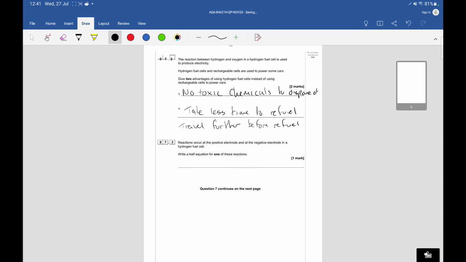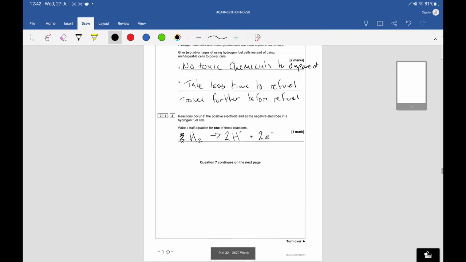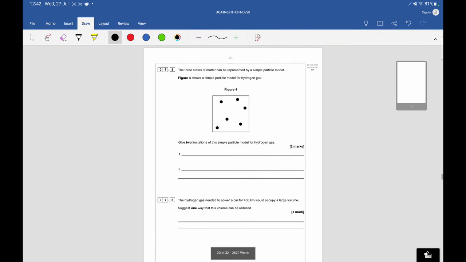The reactions occur at the positive electrode and at a negative electrode in a hydrogen fuel cell. Write a half equation for one of these 2 reactions. We're just going to show the one for hydrogen forming. So we're going to go from our hydrogen molecule and make that into hydrogen ions. We're going to have 2 hydrogen ions that are positive and 2 separate electrons. And this is going to be our negative electrode in this reaction, because we've got water that we're working with here, so we're going to have hydrogen forming at that electrode.